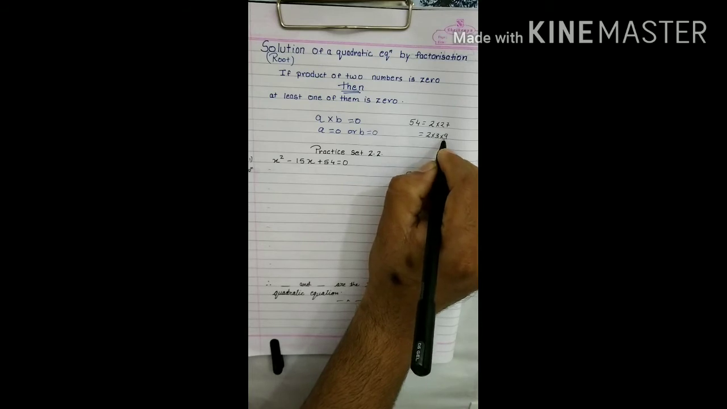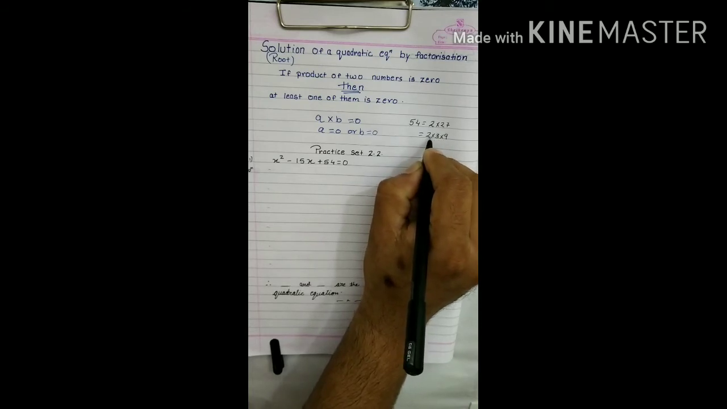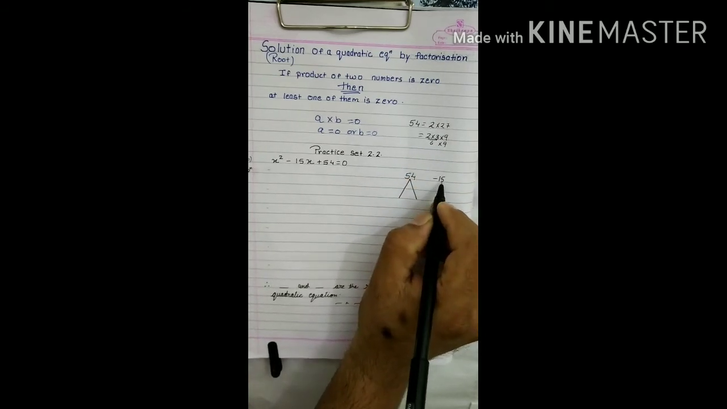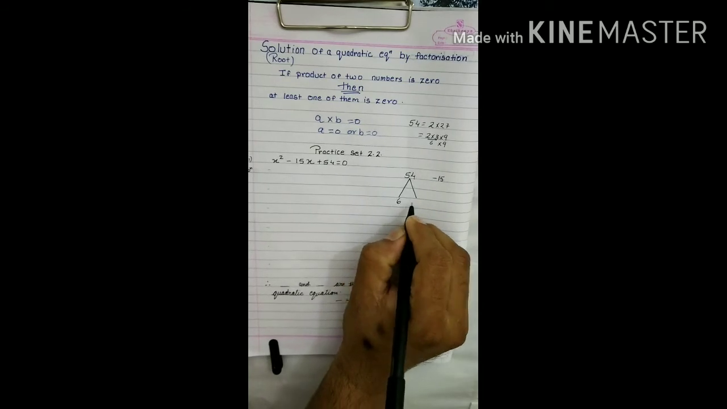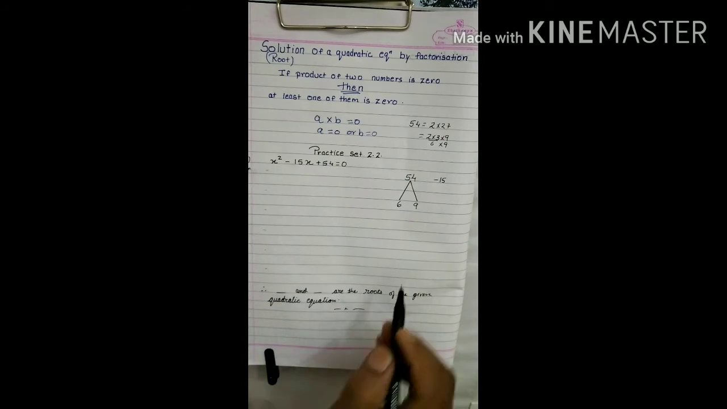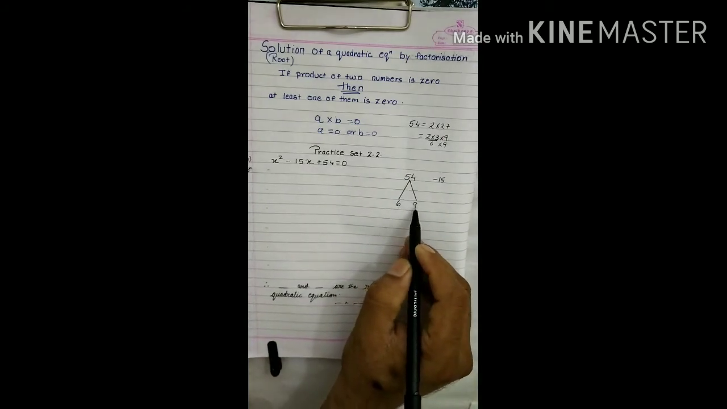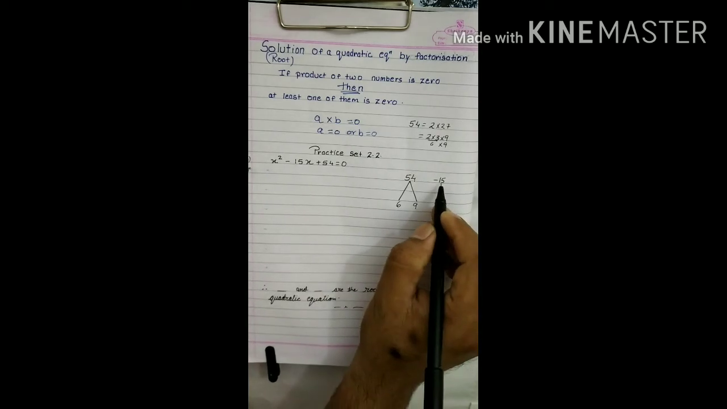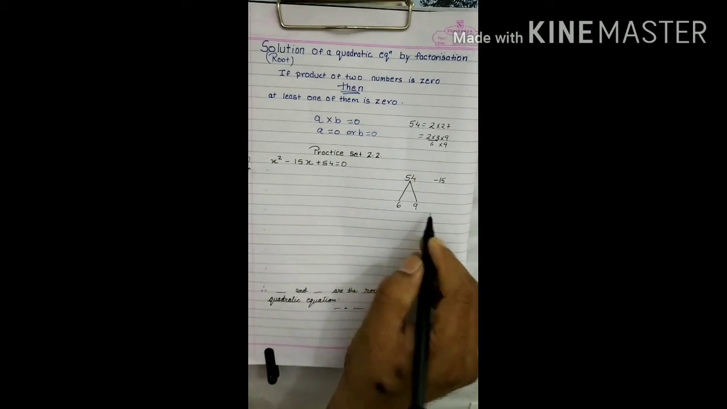27 is 3 nines. So we take 3 twos are 6 and 9. So 6 and 9 add up to 15. So we can take 6 and 9. Now the important part is the signs. 6 nines are 54. But 6 plus 9 is not minus 15. It will be plus 15.